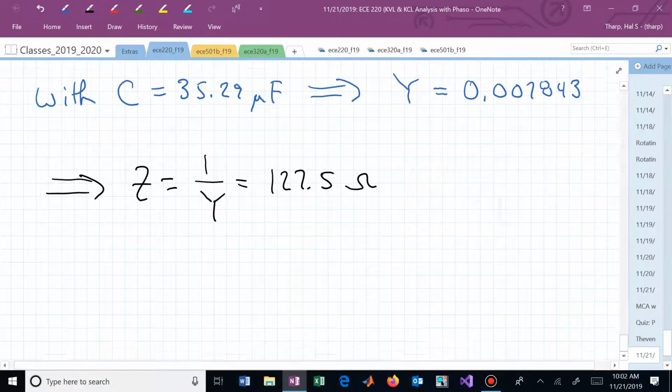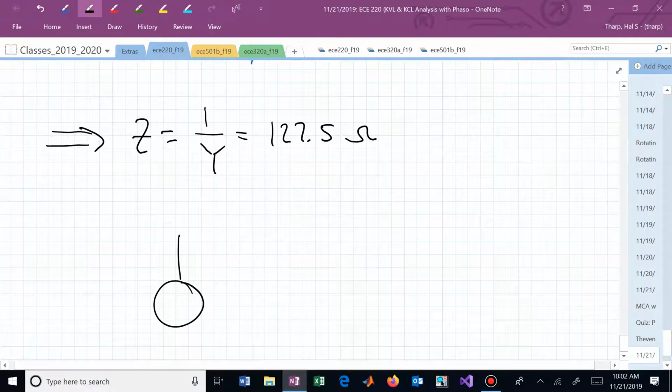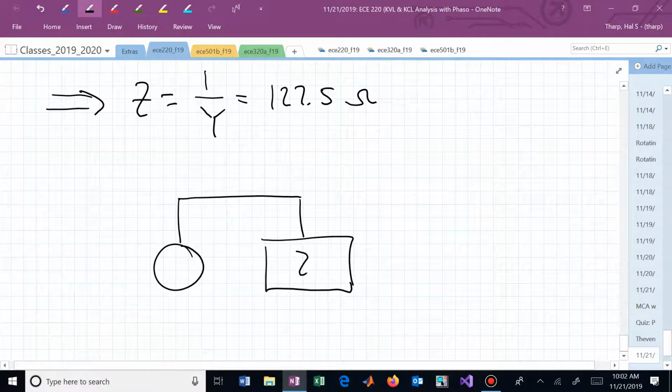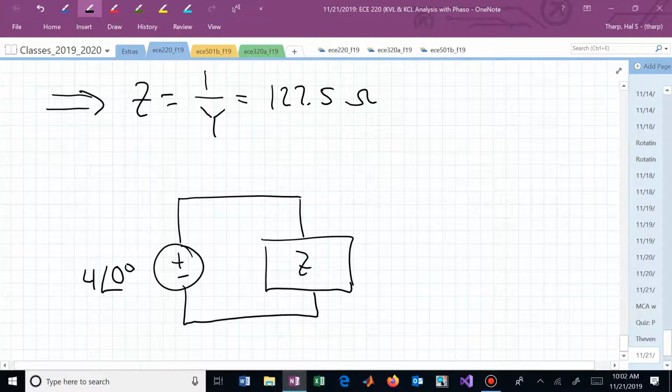Our circuit now is simply this, where our source hasn't changed, but now this is what we're trying to find. We're trying to find I, and Z is a real value. That's 127.5.